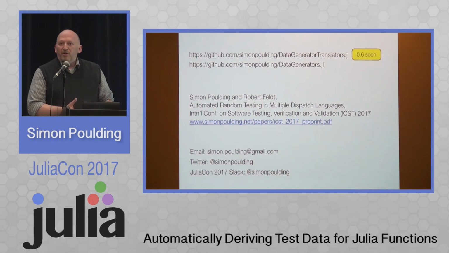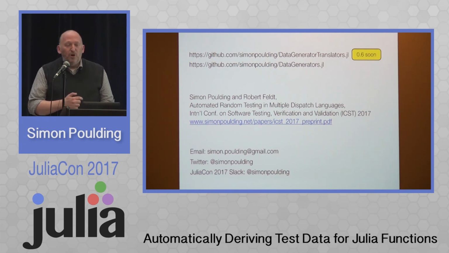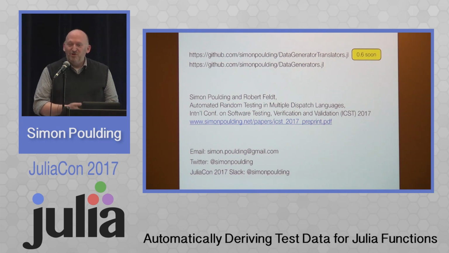Okay, so that was just a very brief overview, but if you'd like more information, here are the details of the two packages. Unfortunately, the data generator translators package works with 0.5, but as Jeff talked about this morning, there have been some big changes in 0.6 to the type system, so I've got to find time to recode some of that. We also had a paper recently published at a conference using this and talking about testing Julia.